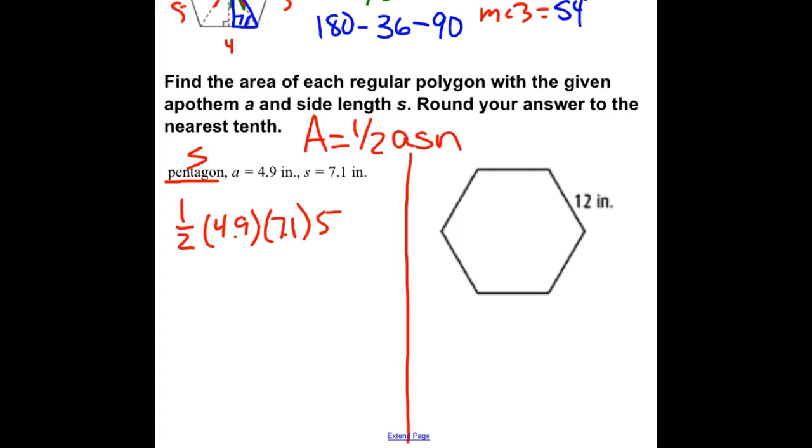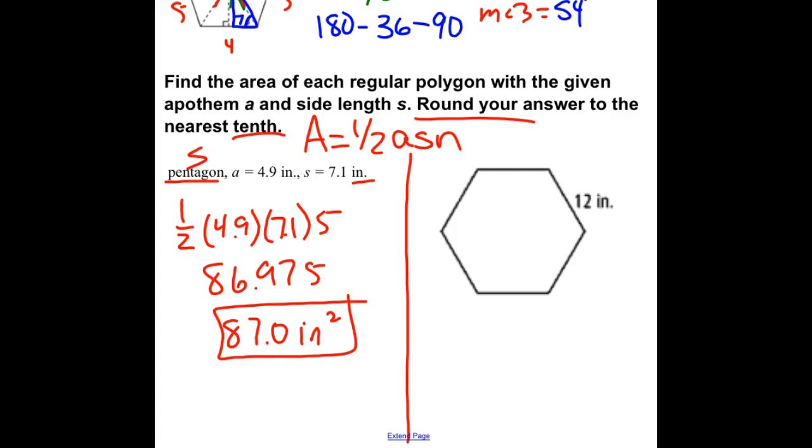I'm going to go 1/2 times 4.9 times 7.1 times 5, and I get my total area to be 86.975. It does say to round your answer to the nearest tenth, so that rounds to 87.0. Give it a label, inches, and since it's area, square that label. So that was just in general using our formula.